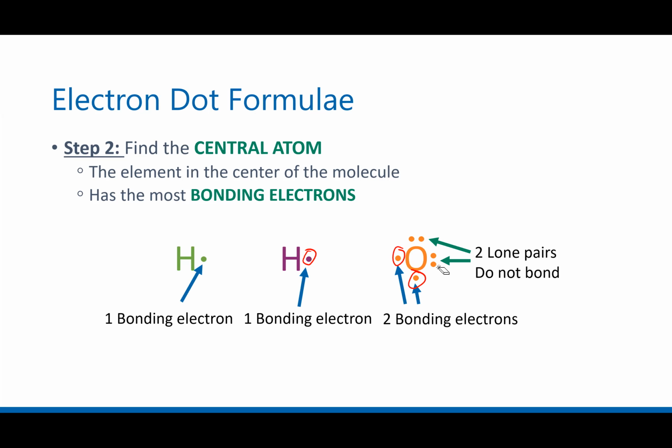So if I look at the atoms involved, hydrogens can only form 1 bond, whereas the oxygen can form 2. That means the oxygen is the central atom. It's the one we put down first, and all the other atoms are connected to it.